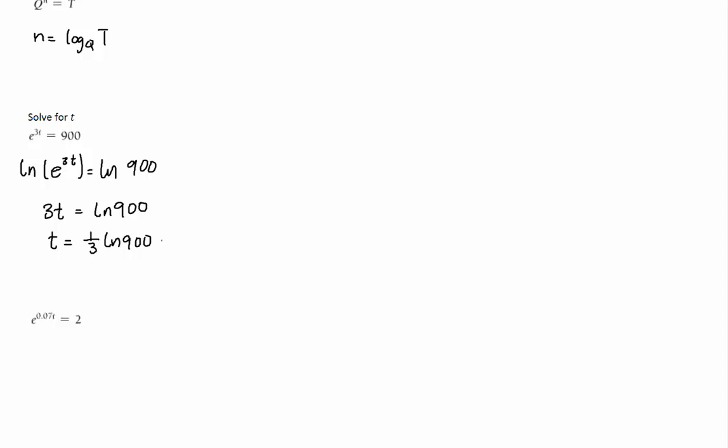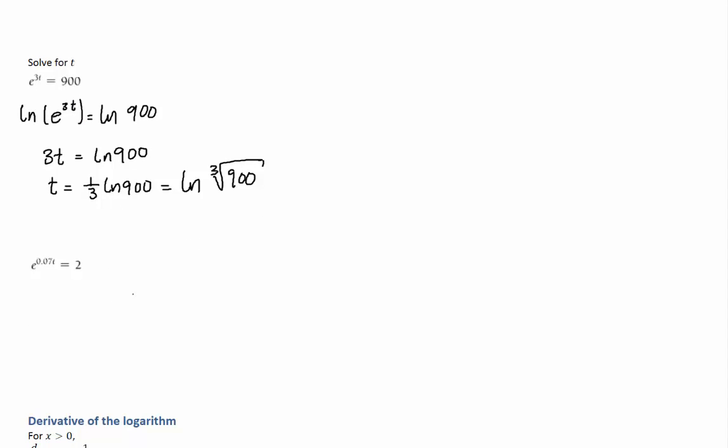And if you like everything as a single logarithm, you could put this factor 1/3 as an exponent inside of the logarithm. So you'd get the cubic root of 900. You could do that if you prefer to write it that way.